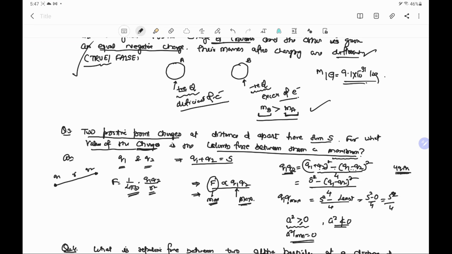This is the maximum value of the Q1 Q2 product, and for this Q1 minus Q2 should be 0. This implies that Q1 equals Q2, because Q1 plus Q2 is S. Hence we can say Q1 equals Q2 equals S by 2. For these charges, we will get the maximum Coulomb force between the charges.